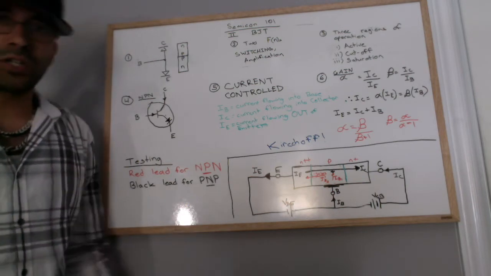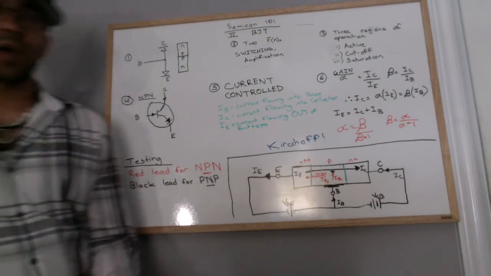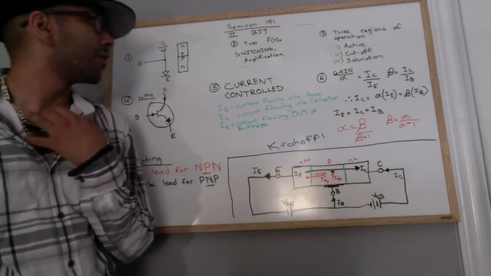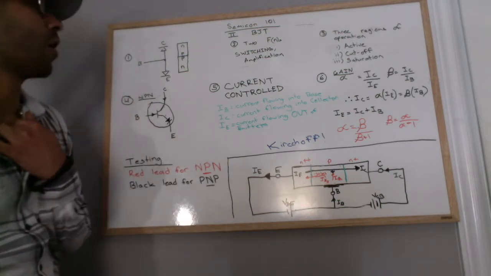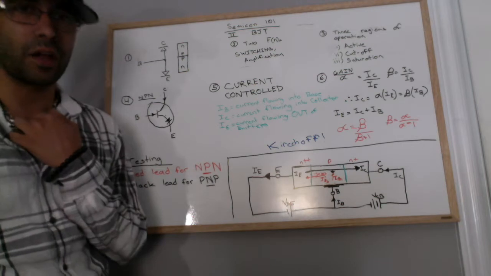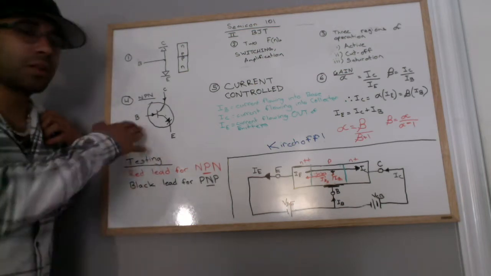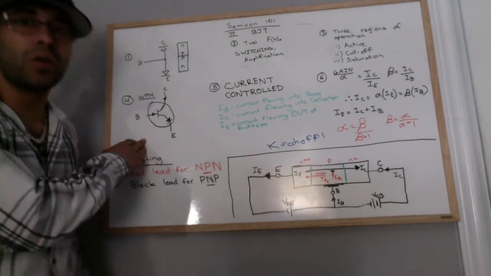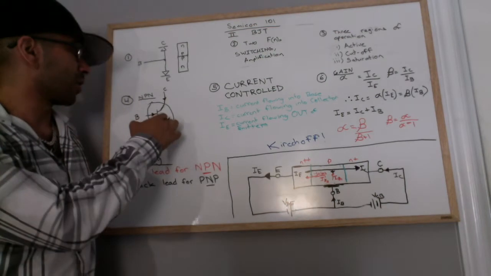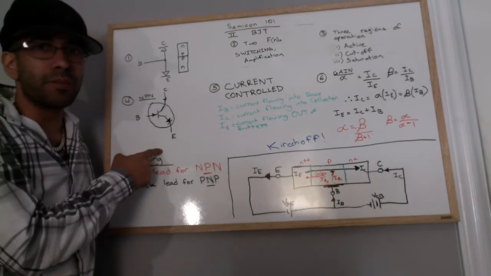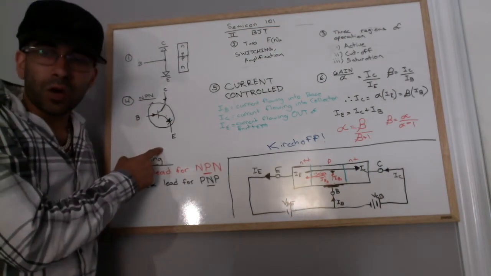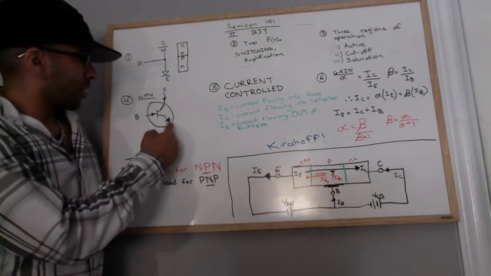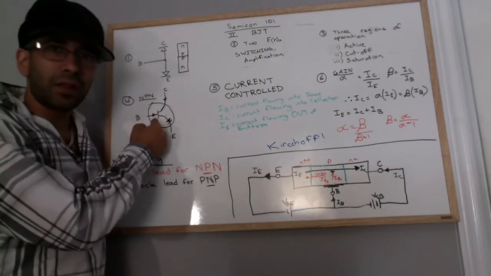So I just mentioned current to the base. I got a little bit ahead of myself, but BJTs are a current controlled device, and I'll explain in a second. So this is an NPN transistor. The reason we know it's an NPN is because this diode symbol is pointing to the emitter. Now, in a PNP, this would be facing the base.